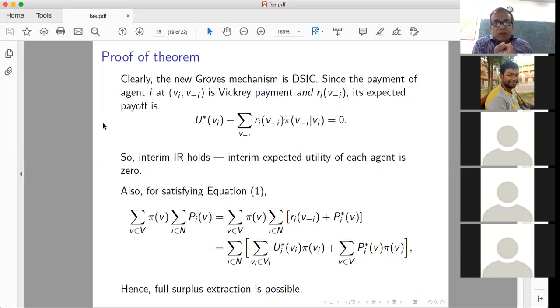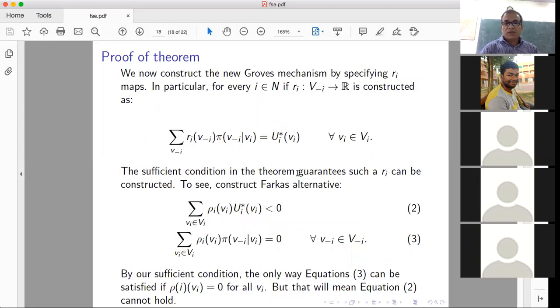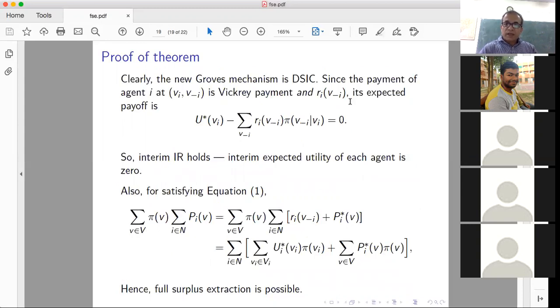Is the Vickrey payment, and I'm just adding this R_i(v_-i). So the expected payoff is just U*_i(v_i) minus the expected conditional participation fee, and by construction, this is equal to 0. So the expected payoff of every buyer at every type is equal to 0. So interim IR holds by construction.